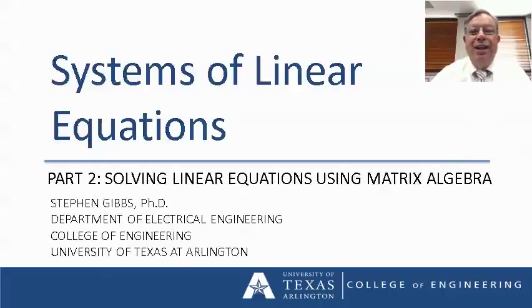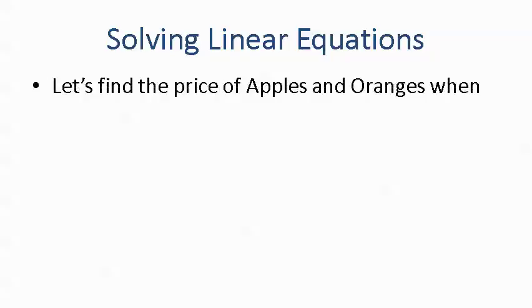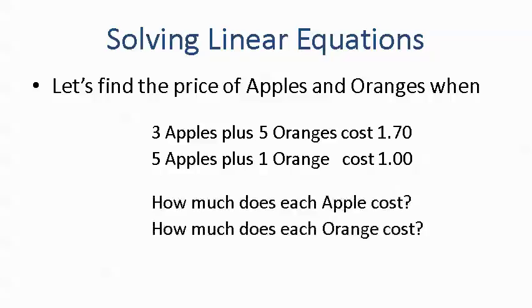This time we're going to look at part 2 of solving linear equations, and this time we're going to look at how to solve linear equations using matrices. So let's go back and start solving our linear equation, this time using matrix algebra, based on the problem we started with to begin. Let's find the price of apples and oranges. 3 apples plus 5 oranges costs 1.70, 5 apples plus 1 orange costs 1.00. So how much does each apple cost? How much does each orange cost?